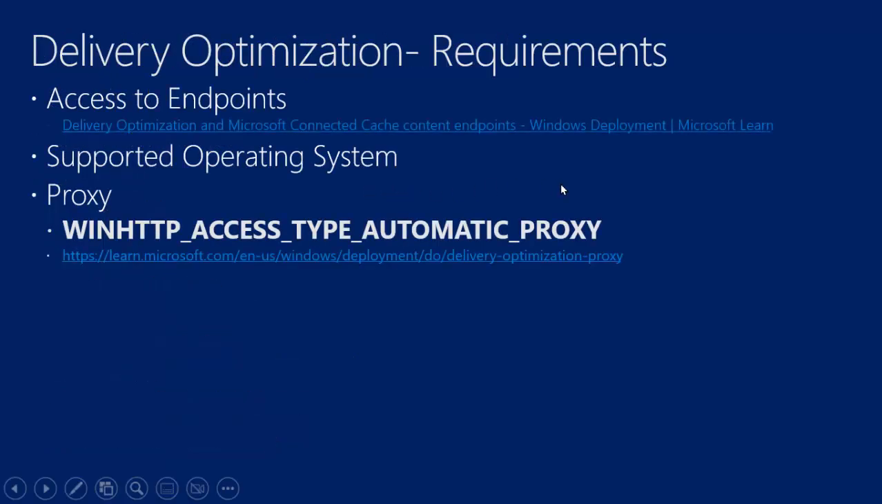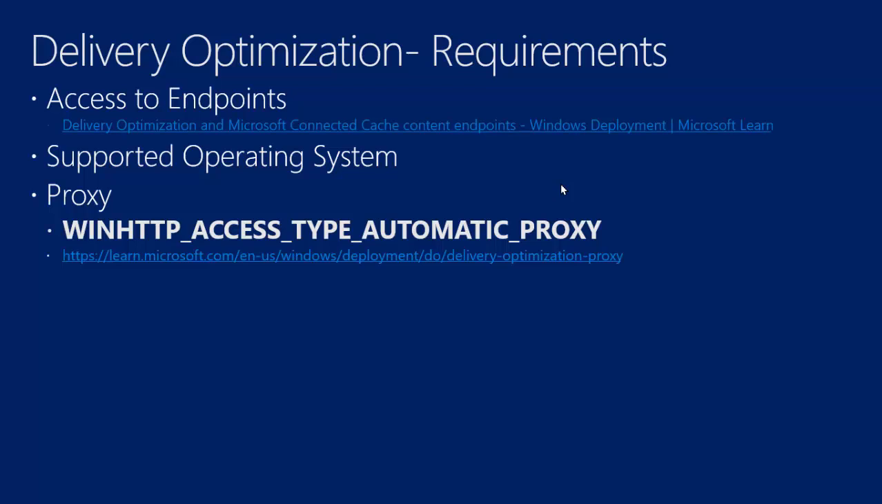Okay, so in terms of requirements for Delivery Optimization, pretty darn easy, right? You certainly need to have access to the Delivery Optimization endpoints, meaning access through the firewall or whatever else, in order to use Delivery Optimization. And there's a number of URLs that you need to have access to. Instead of listing those here, I just give you a URL that will point you to what those endpoints are. You need a supported operating system, of course: Windows 10 and 11, Windows Server, Linux, right? Pay attention to that space, maybe more to come there.